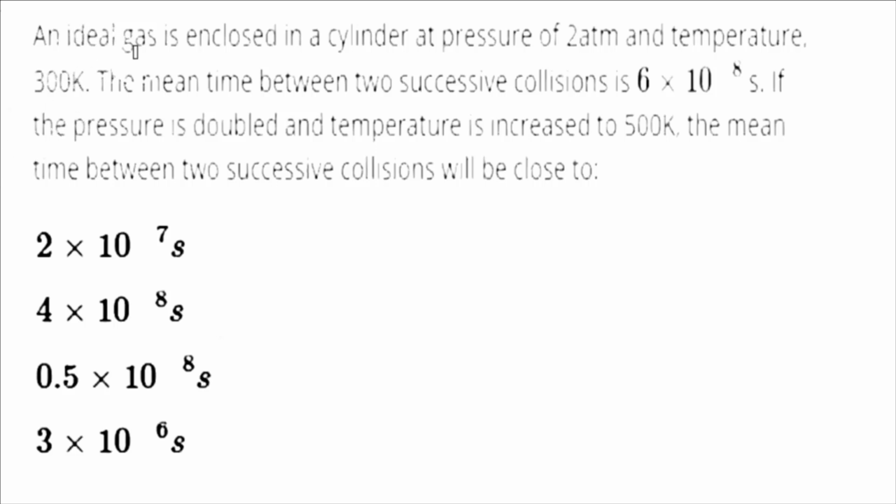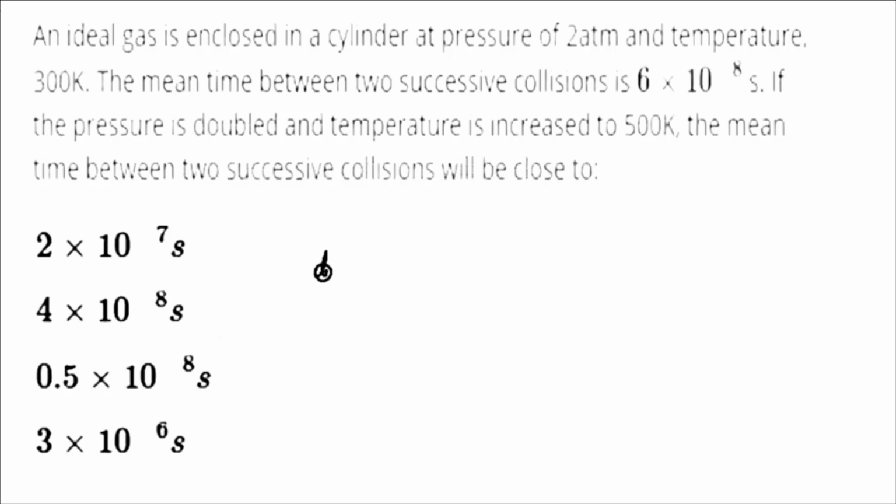An ideal gas is enclosed in a cylinder at a pressure of 2 atm and temperature 300 Kelvin. The mean time between two successive collisions is 6 into 10 to the power minus 6 seconds. If the pressure is doubled and temperature is increased to 500 Kelvin, the mean time between two successive collisions will be close to. So here we have to find out the mean time between two successive collisions when the pressure is doubled and temperature is increased to 500 Kelvin.